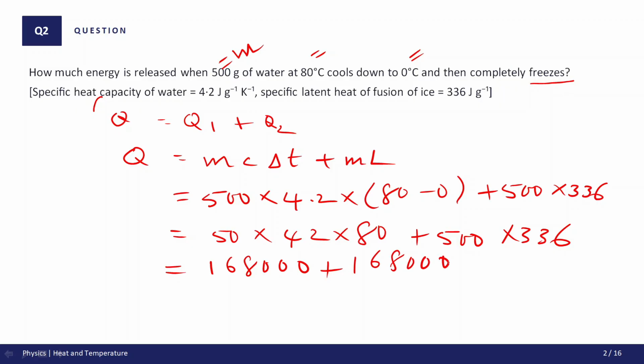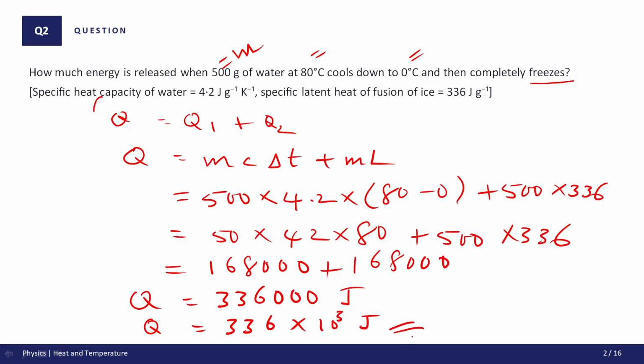Now add these two. You will get here the energy is 3,36,000 joules. There are other forms we can write here, like Q equal to 336 into 10 power 3 joules. I think have you understood it?